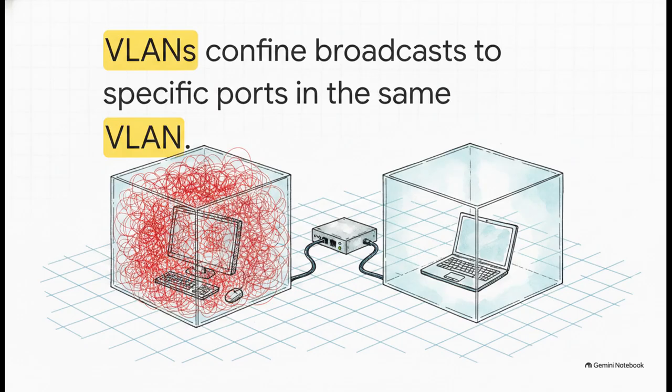The accounting team is in one VLAN, right? So their devices only hear broadcasts from other accounting devices. The engineering team is in another VLAN, hearing only their own chatter. You're confining the broadcasts, stopping the noise from flooding the entire system, and creating highly efficient, separated environments.